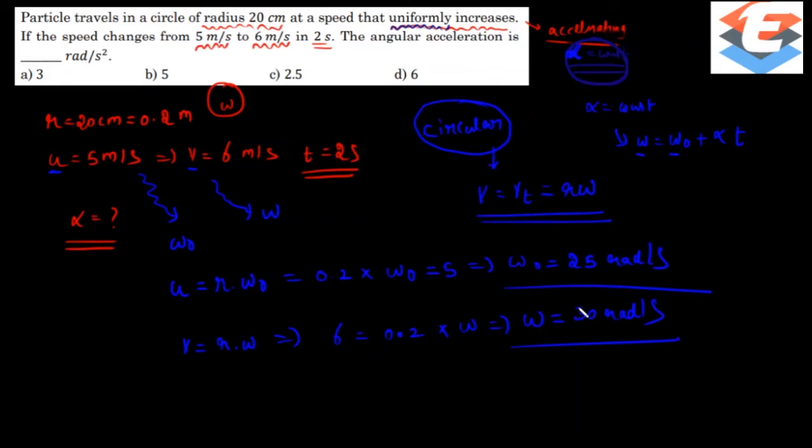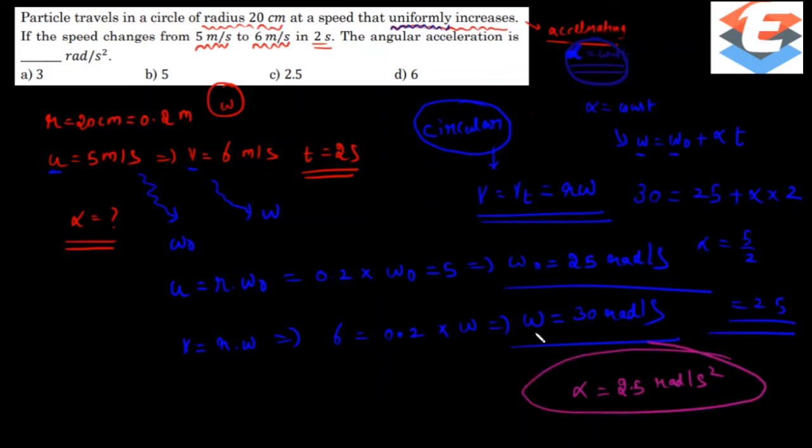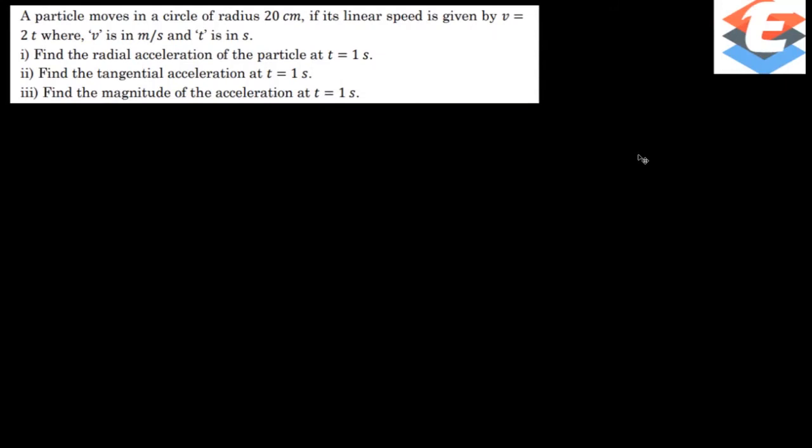So omega naught and omega are given, substituted here. 30 is equal to 25 plus alpha, which is not known, times the time taken, 2 seconds. Subtract 25, so it will become 5. So alpha is equal to 5 by 2, which is nothing but 2.5 radian per second square. Let me write it here separately: alpha is equal to 2.5 radian per second square. So the correct answer is option C. So next question, a particle moves in a circle of radius 20 centimeter.